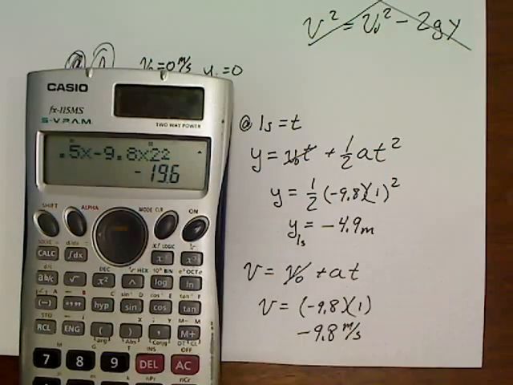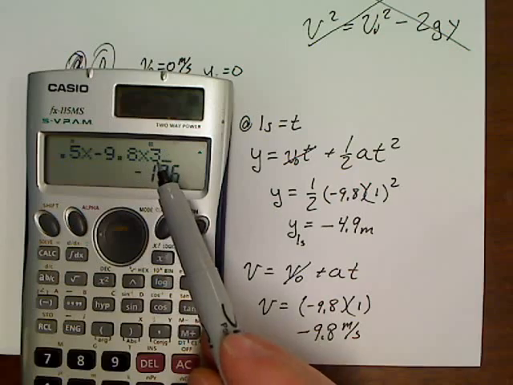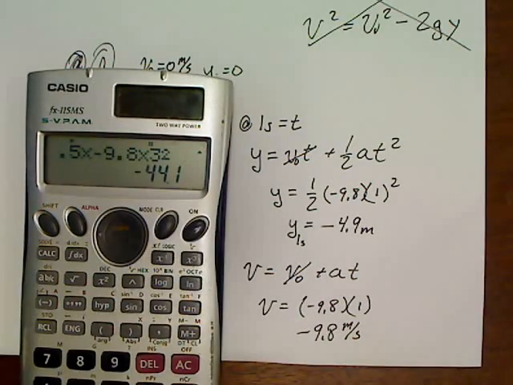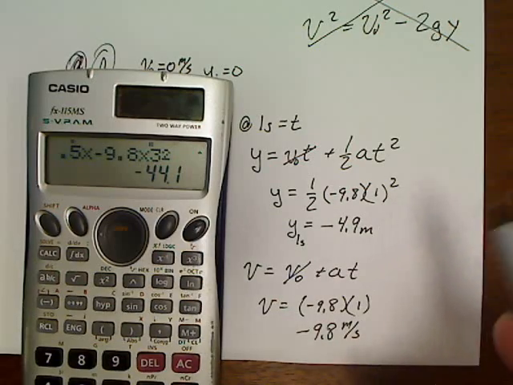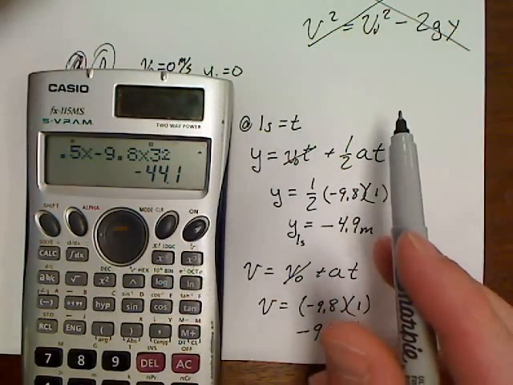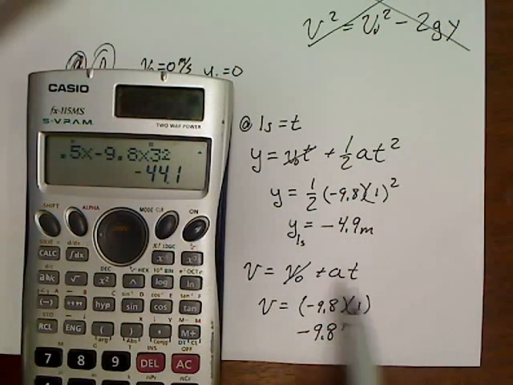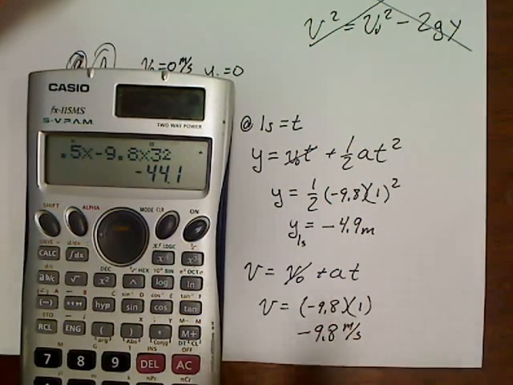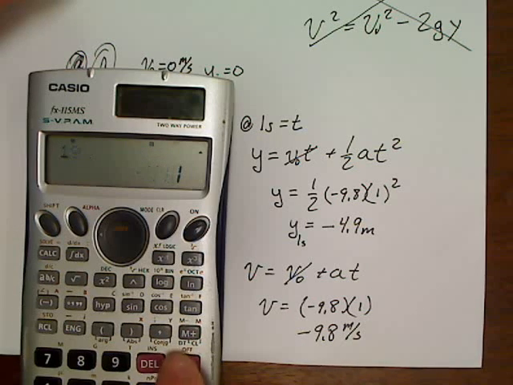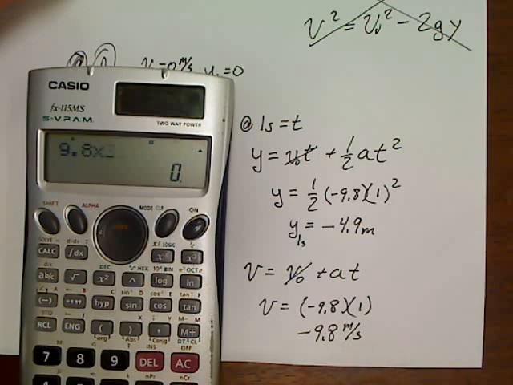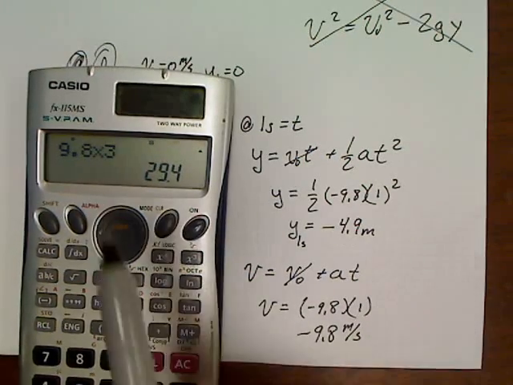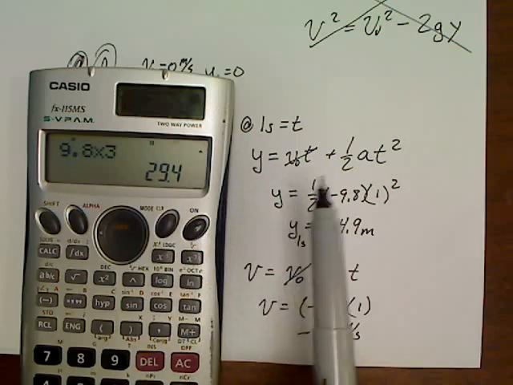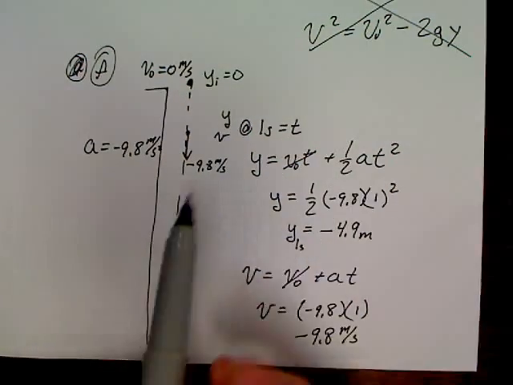And then after 3 seconds, change that to a 3 second fall, and it would fall negative 44.1 meters at this point. If you notice this distance, this displacement is increasing rapidly as it falls. That's because of this acceleration. Your velocity, on the other hand, would be 9.8 times 3, negative 29.4. Notice this should be a negative 29.4 because it's still falling down.